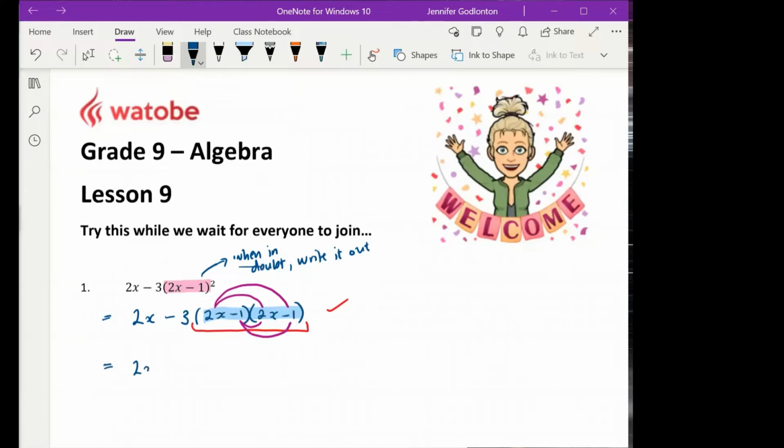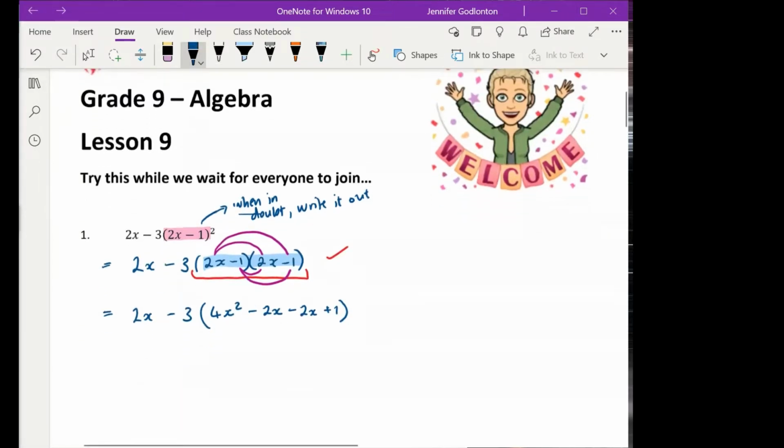So we're going to have 2x minus 3 bracket. 2x times 2x is 4x squared. 2x times negative 1 is negative 2x. Negative 1 times 2x is negative 2x. And negative 1 times negative 1 is positive 1. Okay. And I'm just going to simplify that quickly because those are like terms. And so I'm going to get 2x minus 3, 4x squared minus 4x plus 1.